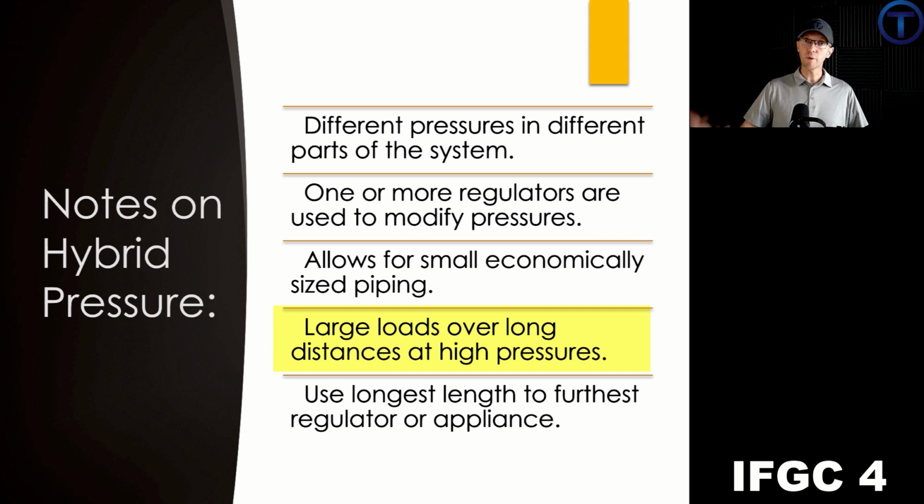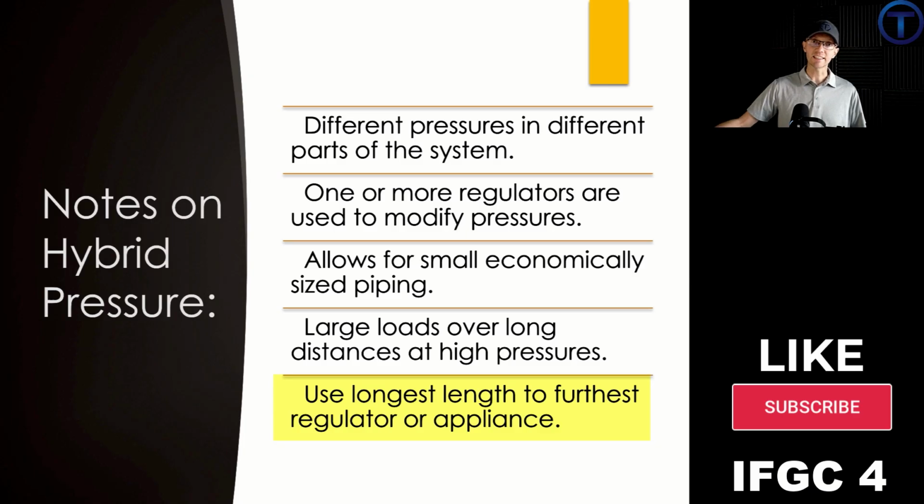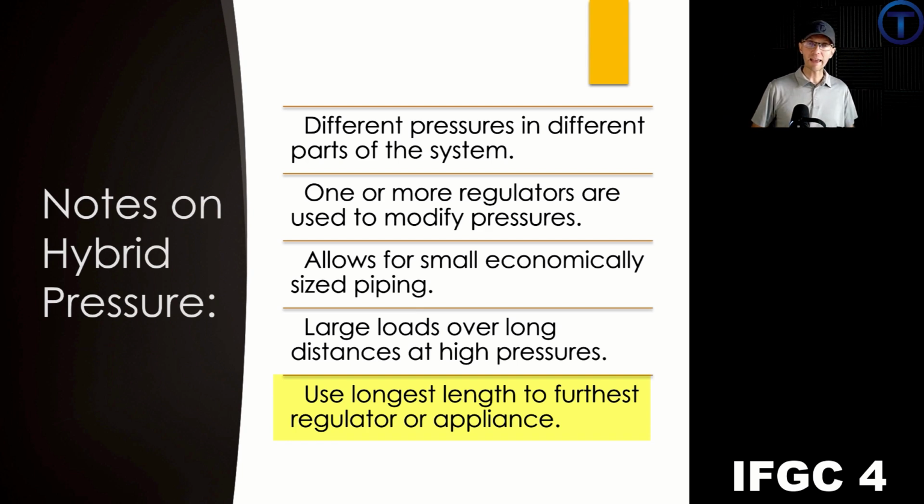Now, of course, we're going to use regulators to get that pressure exactly where it needs to be when it meets the appliance. But that's overall the principle. Higher pressure, smaller pipe. We're going to use the longest length method in this. Similar to the longest length method, we use the furthest distance. So if it's from the point of delivery to a regulator, we go to the furthest regulator. Then once we've changed the pressure, brought it down to a lower pressure, we start at that regulator and we take the longest length to the furthest appliance. So those are some principles that we need to keep in mind as we get into the hybrid pressure method.